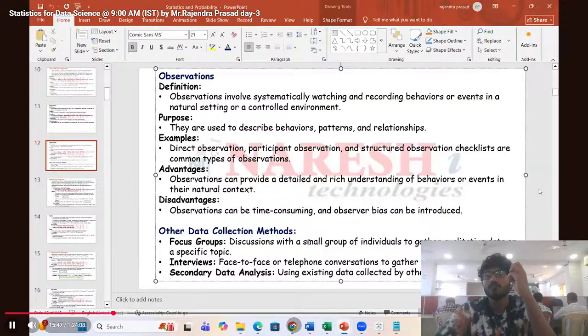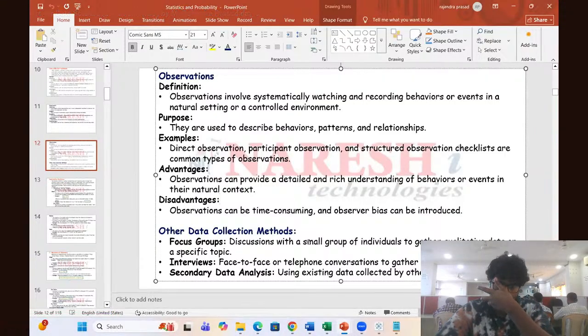They have a board, a group of people on the board, who will discuss, and only then will they take a decision. So that is nothing but a focus group. Another way of collecting data is interviews: face to face or telephone conversations to gather in-depth information.